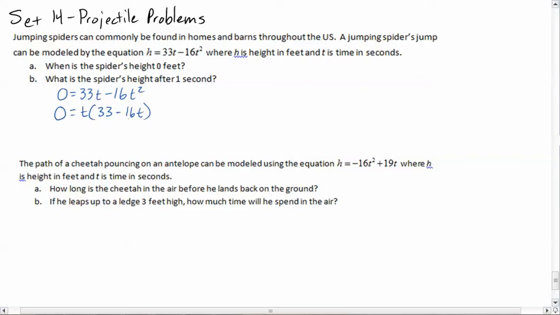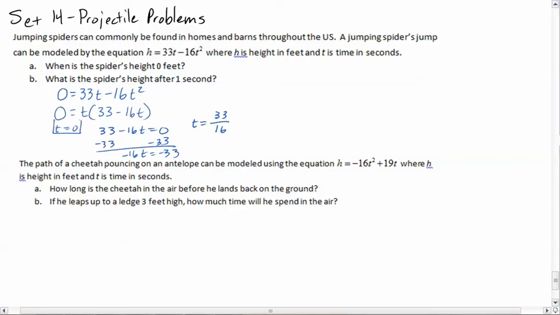The nice thing is now it's factored. These are linear. Those are easy to work with. We can now say t equals 0 and 33 minus 16t equals 0. All right, so that's actually pretty easy then to work out. That one is 0, and then if I subtract 33, I now get negative 16t equals negative 33. Divide both sides by negative 16, and we get t equals a positive 33 over 16, because a negative divided by a negative is positive. So there you go. You have the 2 answers.